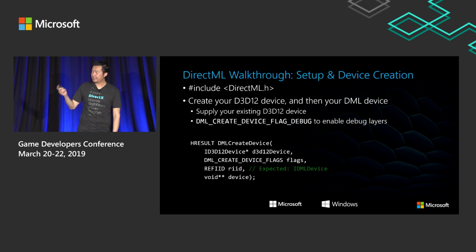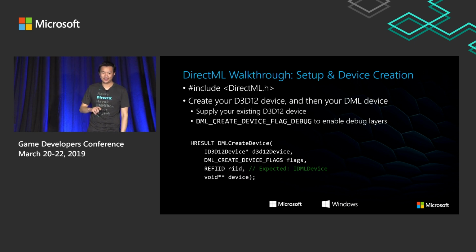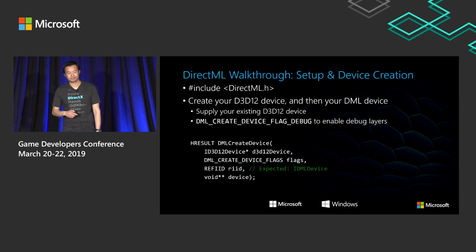You'll see that DMLCreateDevice takes as its first parameter a D3D12 device. And what that means is that you can use the same D3D12 device that you use for rendering as you do for machine learning. So there's no need to create multiple devices to use machine learning. Just like D3D12, we also have a debug layer, which we highly recommend that you turn on during development because it makes debugging much easier. And you can turn that on by supplying DML_CREATE_DEVICE_FLAG_DEBUG to DMLCreateDevice.